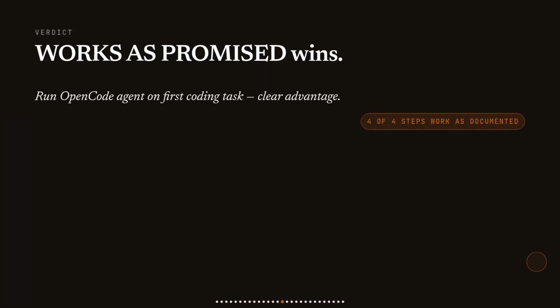First task step works as documented. Build and plan agents both do what they say. 4 of 6 steps clean. Use plan before build every time, and you'll avoid the accidental file edits that make people think the tool is broken, when really they just skipped the read-only check.